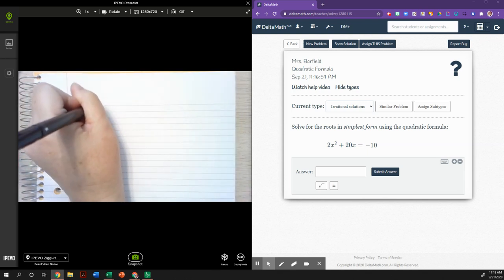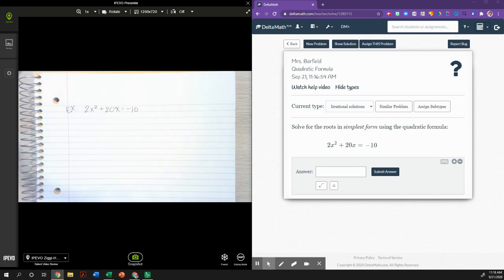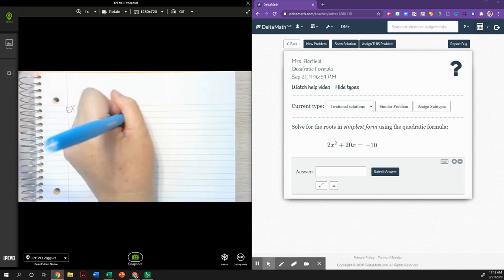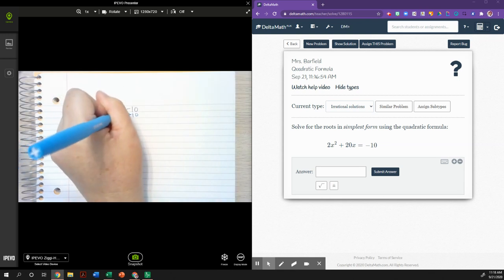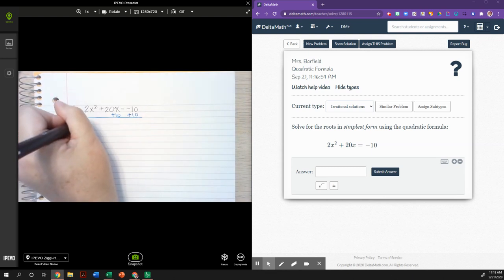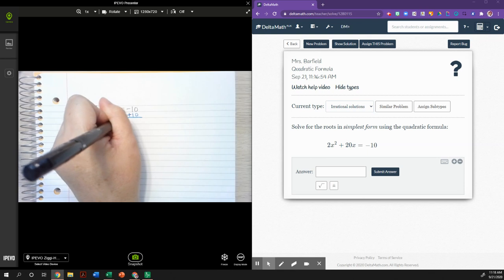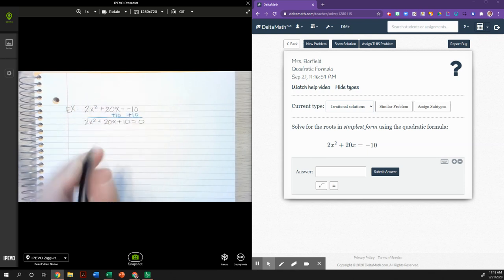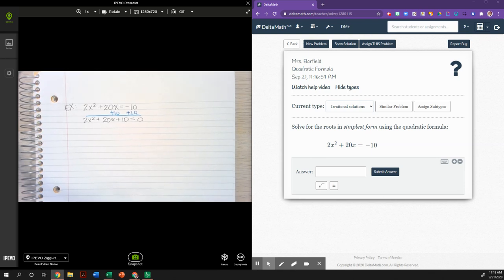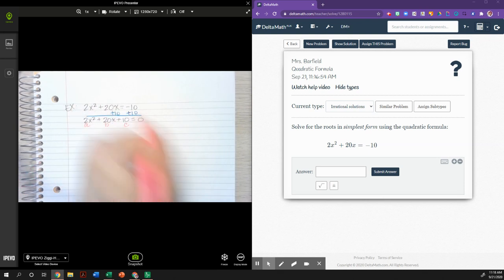We have 2x squared plus 20x equals -10, and I need that equal to 0 so that I can solve using the quadratic formula. So 2x squared plus 20x plus 10 equals 0. Remember, it has to be equal to 0 for me to solve. All right, so A is 2, B is 20, and C is 10.